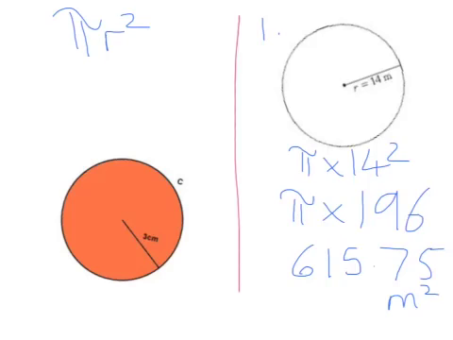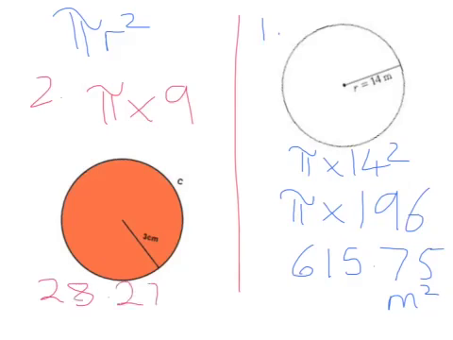Having a look at example 2, this time my radius is 3. So the first thing I need to do is 3 squared. 3 times 3 is 9. So on my calculator, I need to do pi times 9. Pi times 9 comes out as 28.27 to 2 decimal places and centimetres squared, because it is the area of a circle.